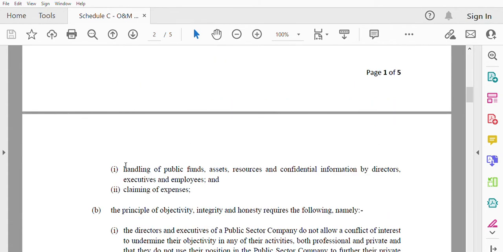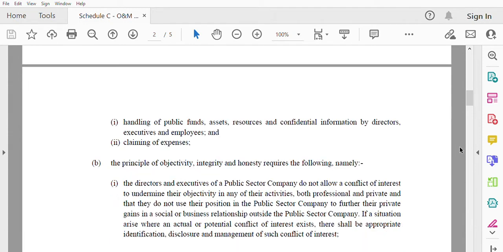And then of course the handling of public funds, assets, resources and confidential information, and claiming of expenditure. So all of this has to be done to promote the object of the company, and there should be a defined rationale for which assets are procured, for which any expenditure is incurred, and that rationale needs to be documented so that any person can validate that in an objective manner.